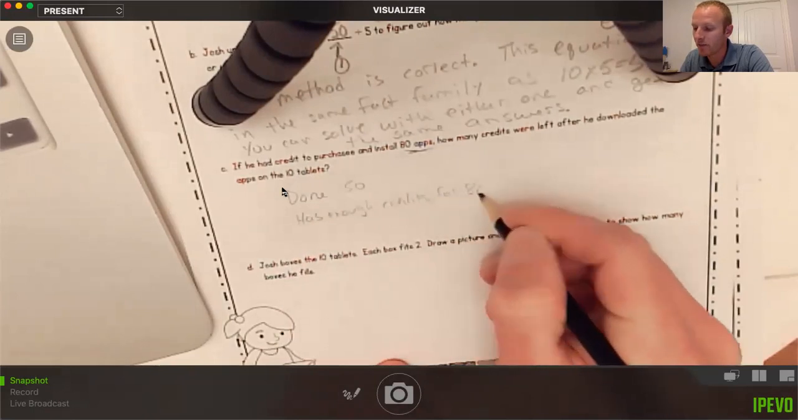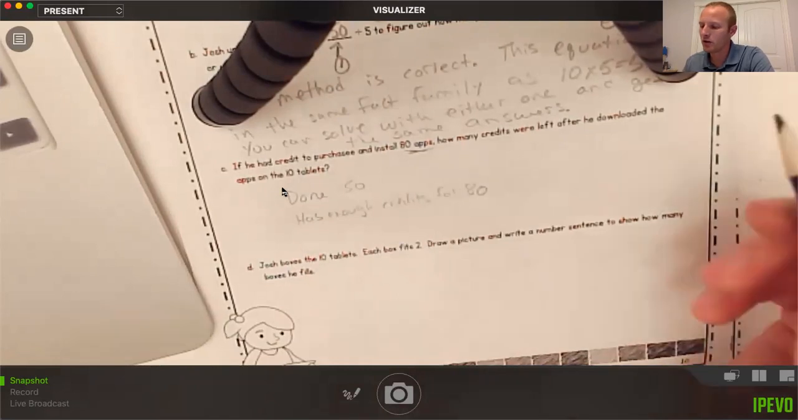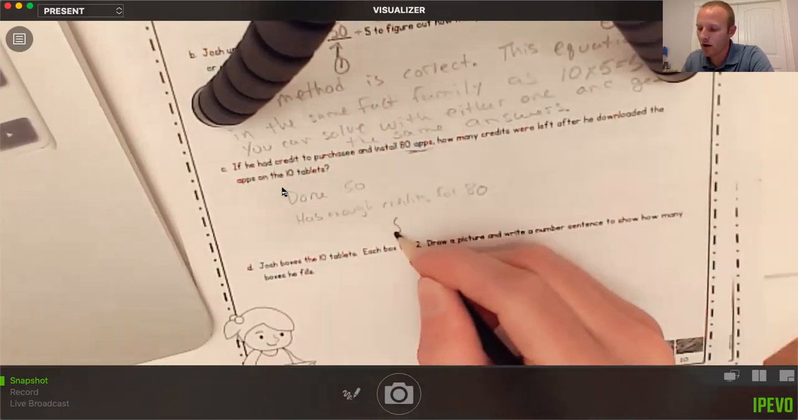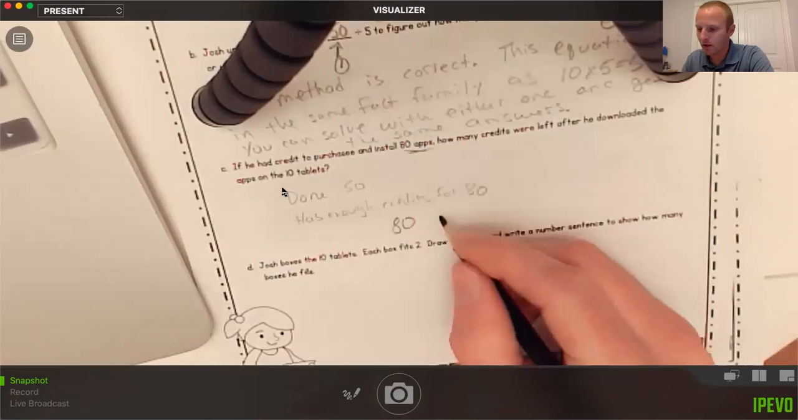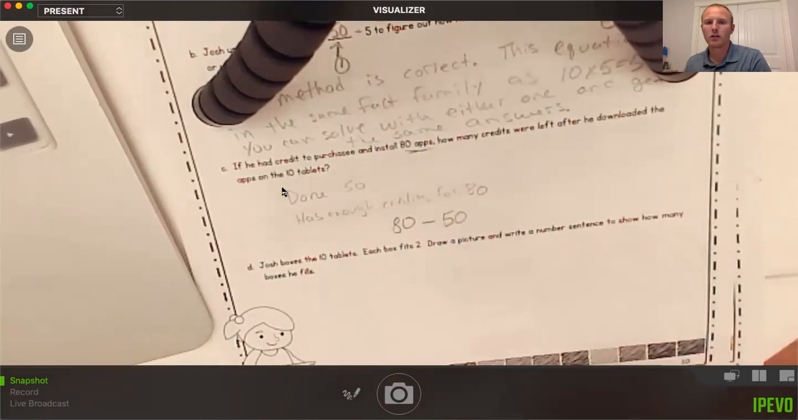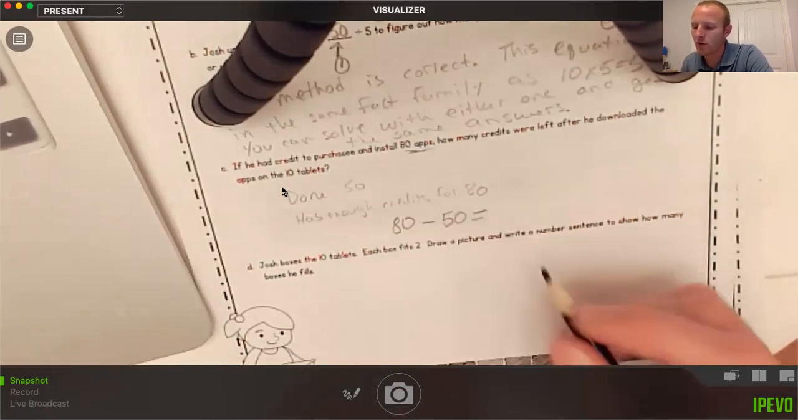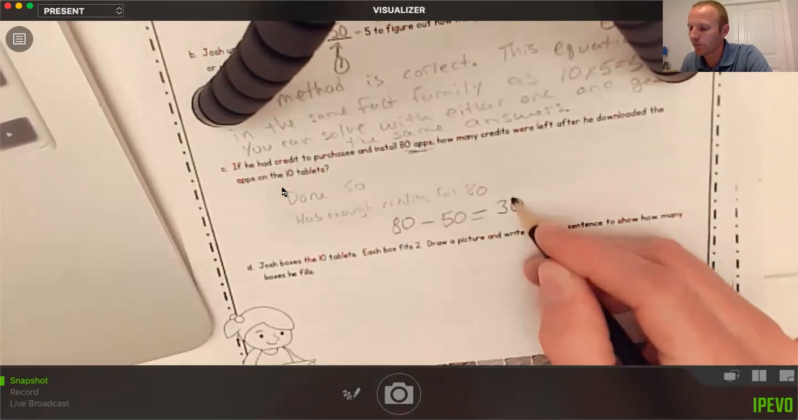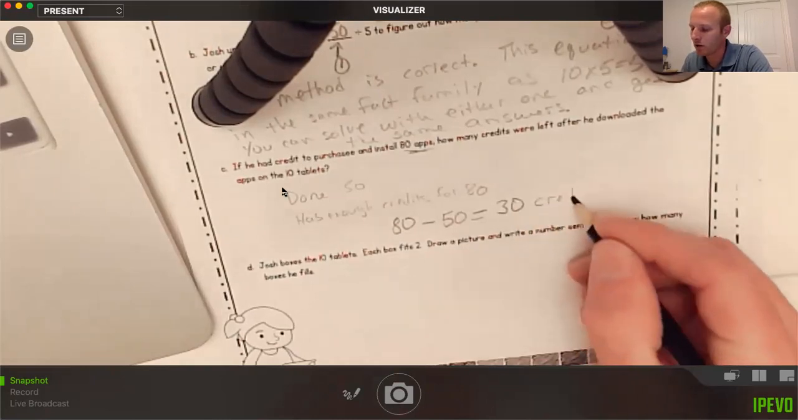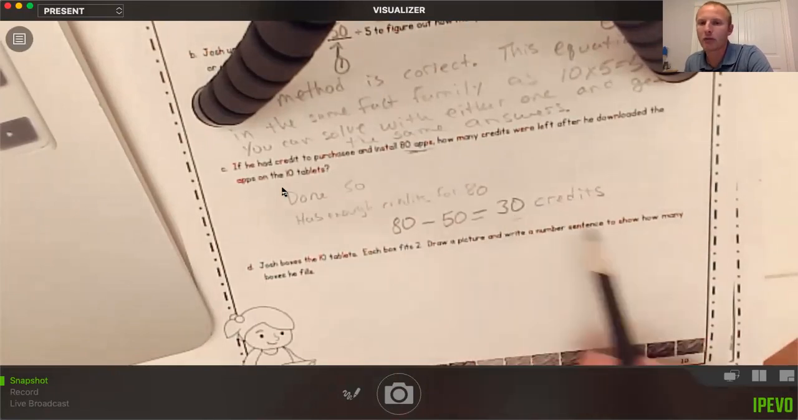for 80. So this is just a finding the difference situation. This just says that he had enough to do 80. He only did 50, so we're going to take away. We're going to find the difference between what he did and what he could have done. And whenever you're finding difference, you're using subtraction. And then we can easily solve that: 80 minus 50 is 30. So he has 30 credits remaining. Right? He could put 30 more apps onto tablets if he wanted to.